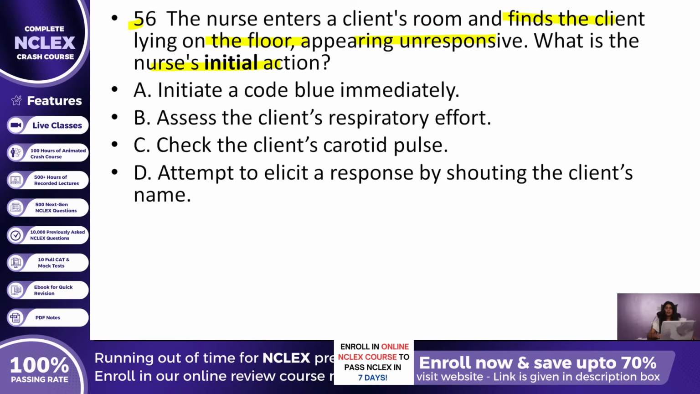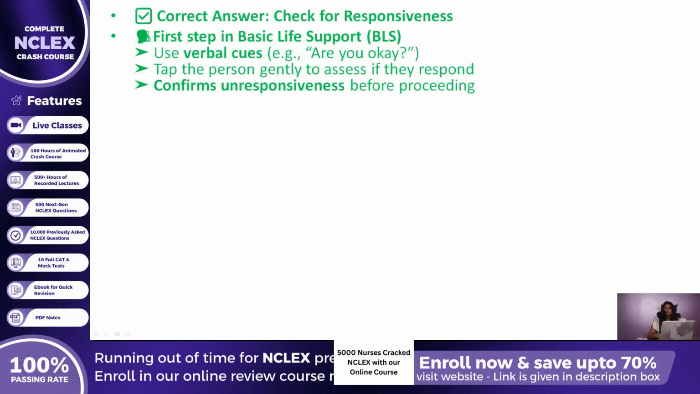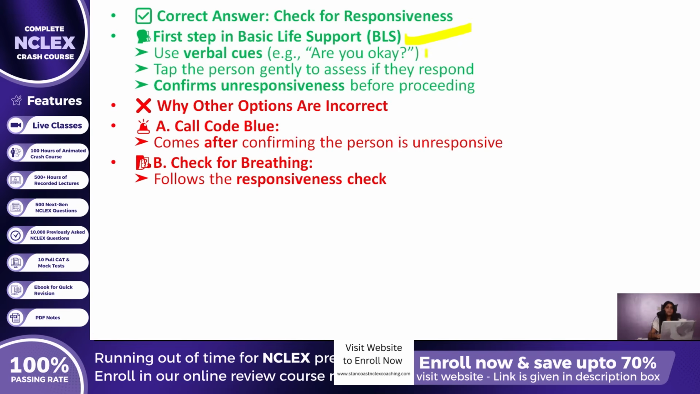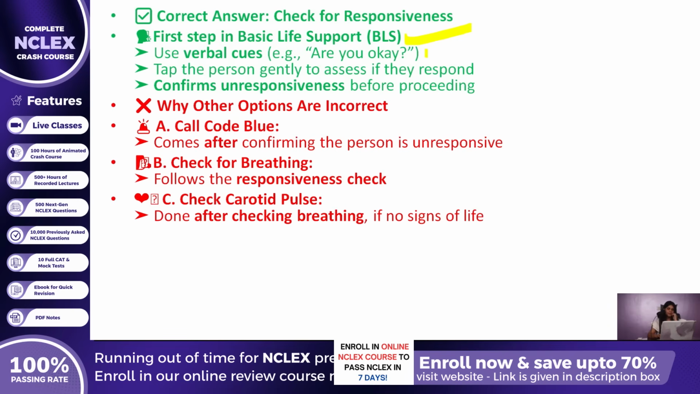The correct answer is Option D. The first step in basic life support is to check for responsiveness by using verbal cues, such as calling the person's name. Option A, calling a code blue, and Option B, checking for breathing, come after confirming unresponsiveness. Option C, checking the carotid pulse, is also later in the sequence. Assessing responsiveness is always the initial action.